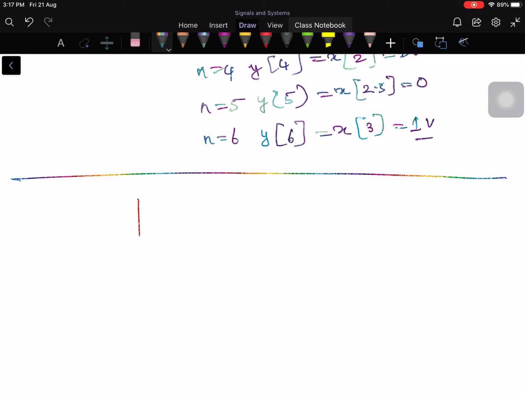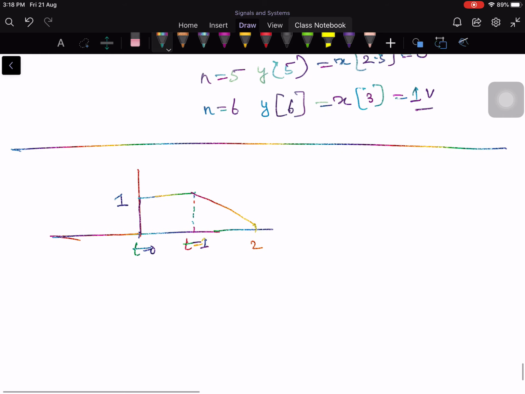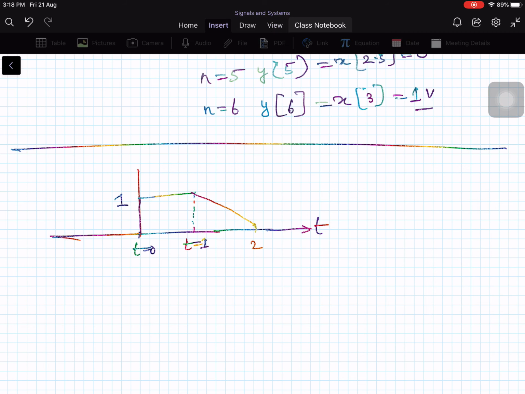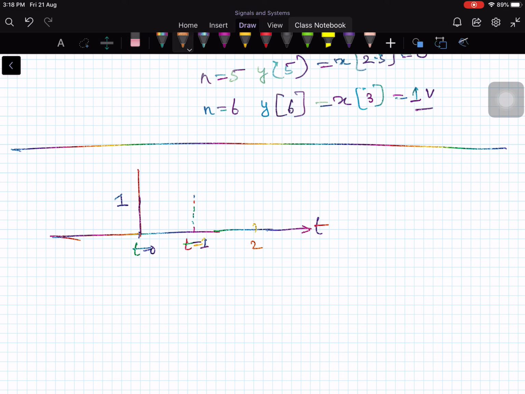Let me take a signal. The signal is 0 up to t equal to 0, then it jumps over here, and this amplitude is 1, and it is constant, it stays constant till t equals 1, and then t equals 2, it has a linear slope. So this is my t. Let me put a grid so that I can draw the picture very clearly. So constant value, and then it goes like this. So this is x of t.